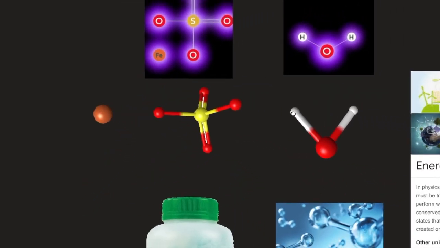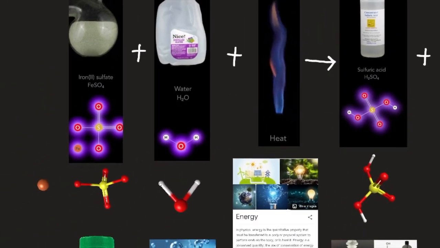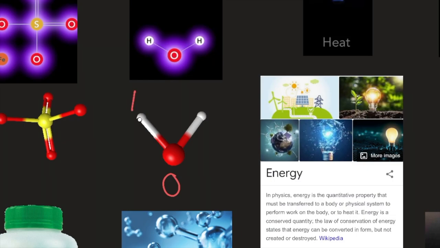Here we have iron sulfate. Here we have a description of how the molecule looks. It consists of iron, sulfur, and this is oxygen. The molecule of water that we were talking about. Water consists of oxygen and hydrogen.